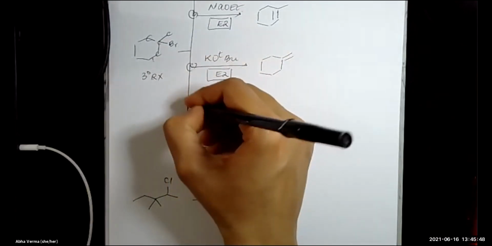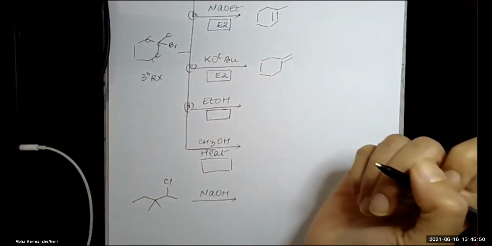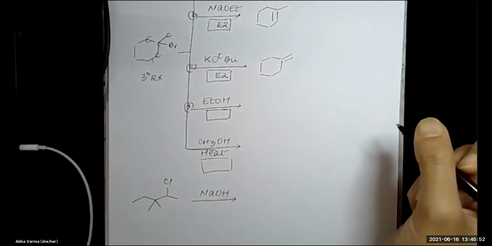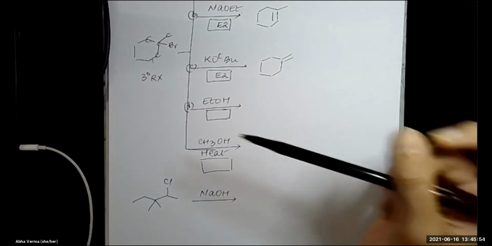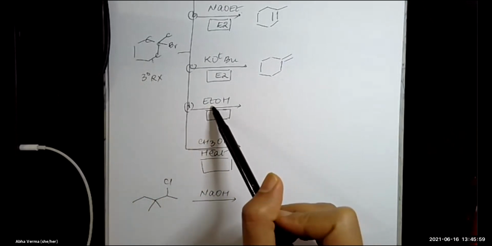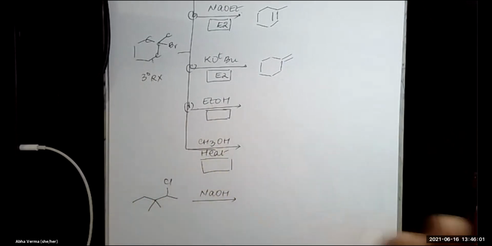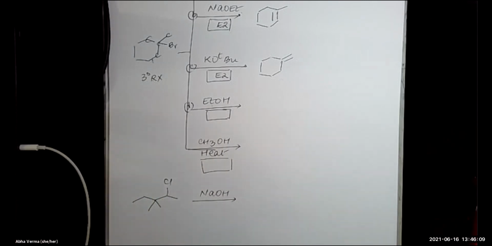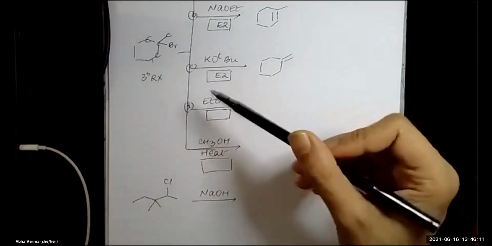What about with D? Anyone else wants to join? You have a tertiary substrate and you have ethanol. Is ethanol a strong electron donor or a weak electron donor? Weak. Very good. It is a weak electron donor. Why? Because I only have this lone pair here.